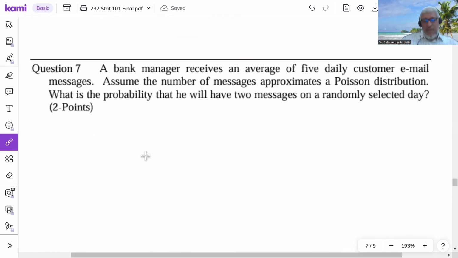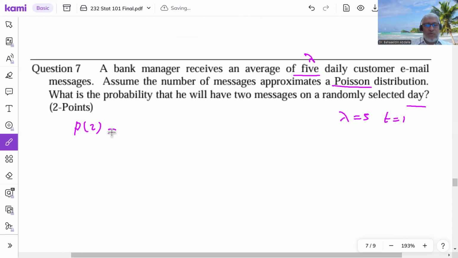Question 7. A bank manager receives an average of 5 daily customer email messages. So 5 daily means this is lambda, and it should be a Poisson distribution, because daily means each day. Assume the number follows Poisson. What is the probability that he will have 2 messages? So he's asking about the probability of 2 on a randomly selected day. So daily and day, so lambda is 5, and t is 1.